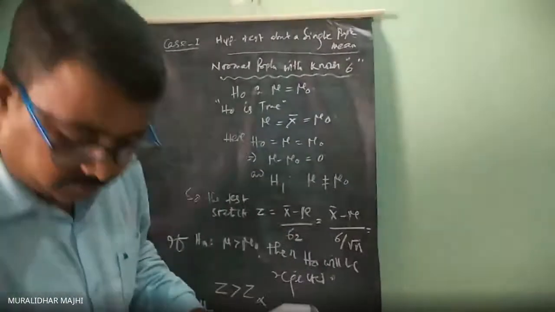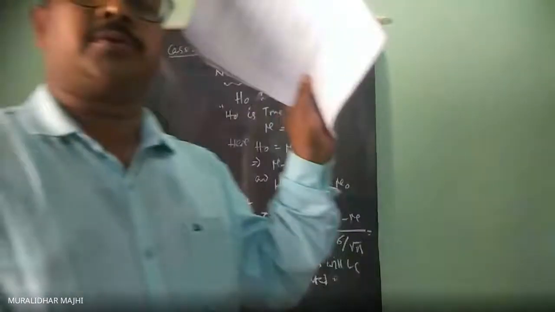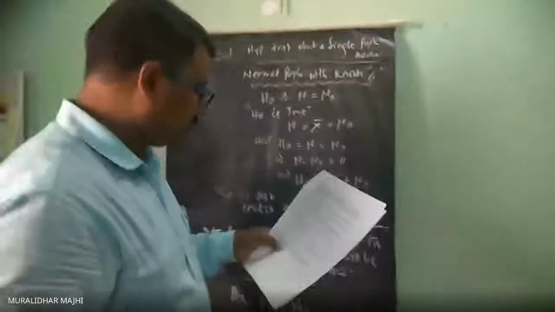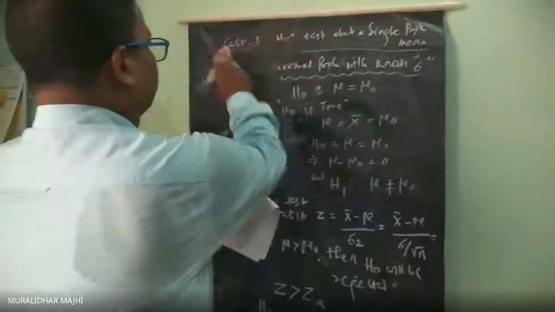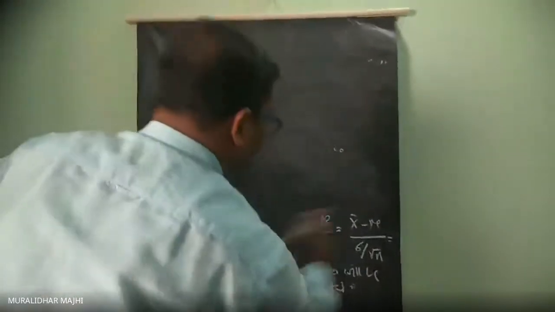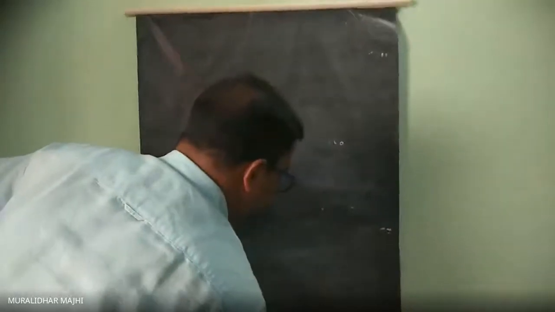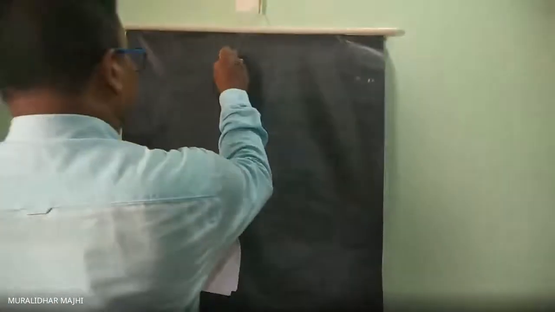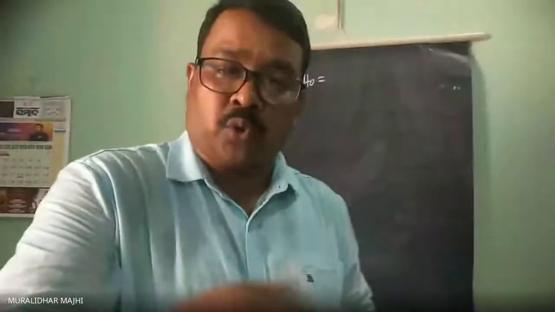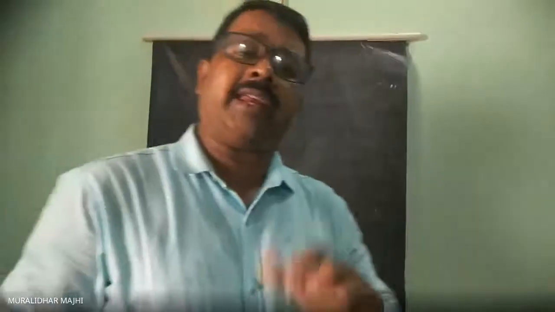Now, coming to an example from your study material, page number 7, question number 1. What has been given to us? First, how to codify it. If you can codify a particular problem, then you can solve it easily. You see how the question is saying it.